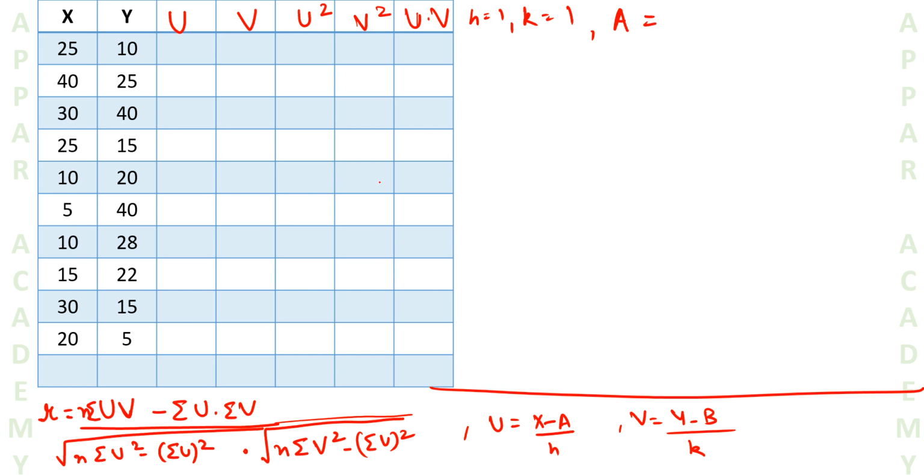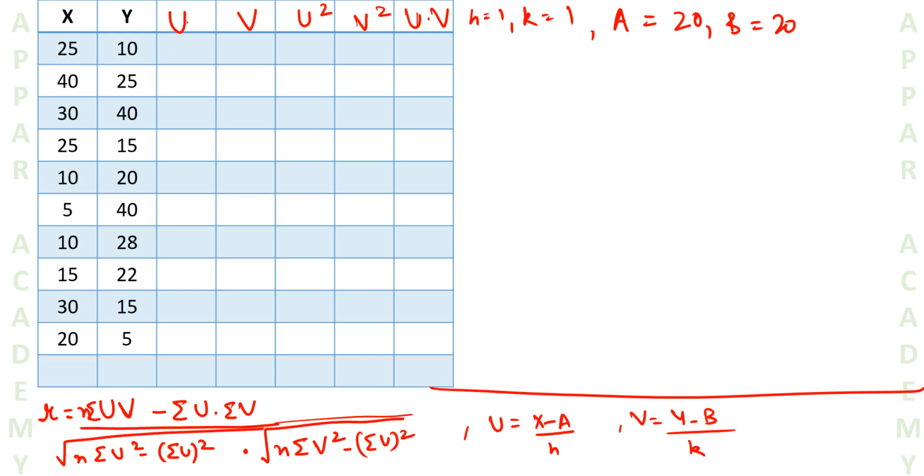And for a, out of these values, what a should we take? Let us take a equal to 20 because subtracting zeros at the end is very easy, and b is also equal to 20, because from this data we can easily take 20, and it's quite easy to subtract something ending with 0.